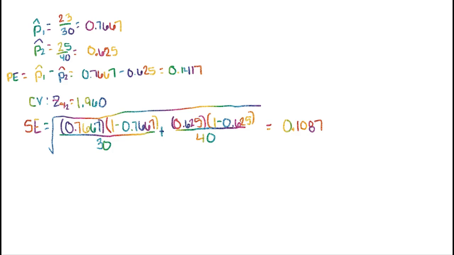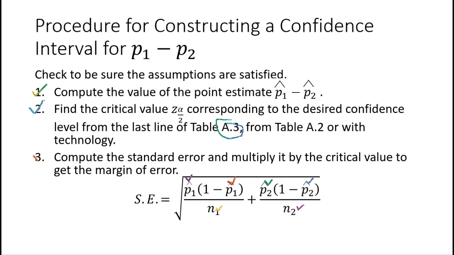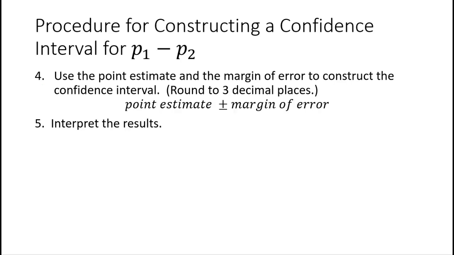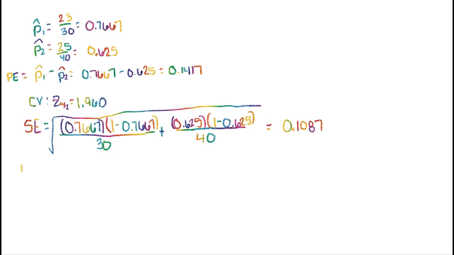All right, let's go back and check out our directions. We've got our standard error done. Next, we've got to figure out the margin of error. The margin of error is just going to be the critical value times the standard error. So our margin of error is going to be our critical value, 1.960, times 0.1087. And in the calculator, this is going to give me 0.2131.